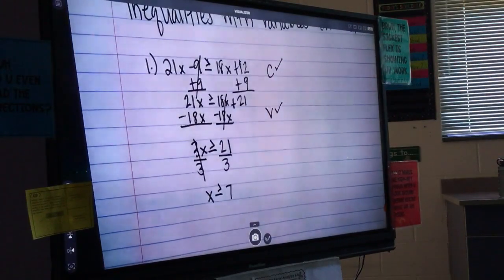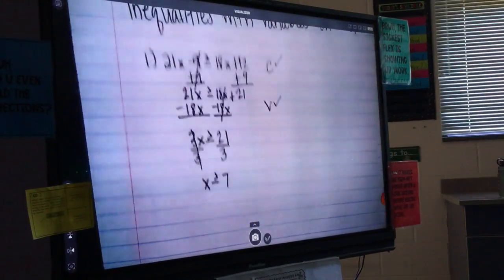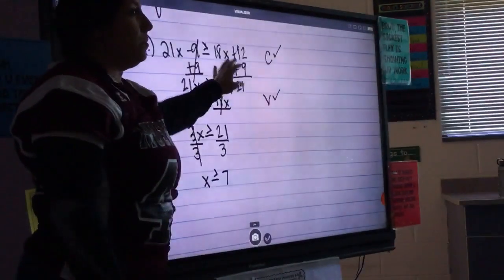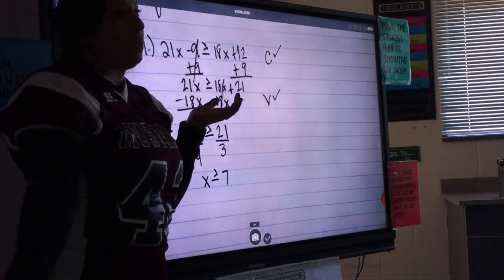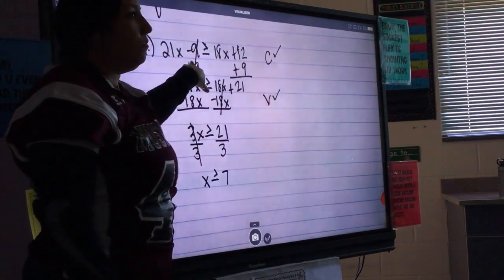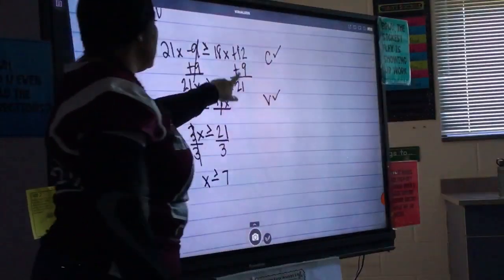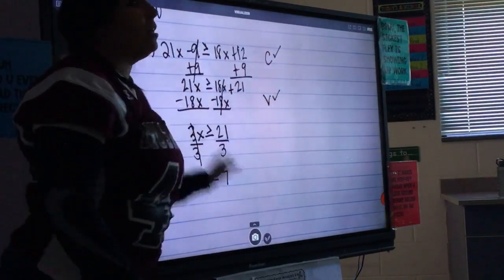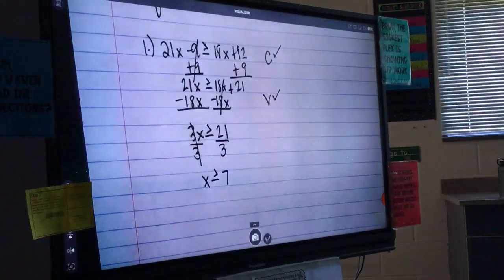Okay? Makes sense. When I do problems, especially multi-step problems where you have variables on both sides of the inequality sign, I always try to keep my numbers positive. Sometimes you can't. So subtracting or adding 9 here is a smart move because it keeps this positive. Subtracting 18 here is a smart move because it keeps this side positive. That's not always going to work. Sometimes we are going to have to deal with negative numbers. But do the best to your ability to try and keep them positive.